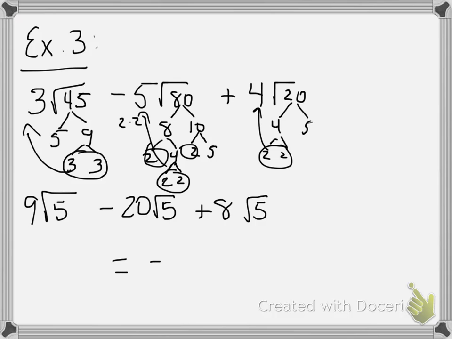So, we combine 9, negative 20, and positive 8 to get negative 3. So our final answer is negative 3 root 5. Let's try one more.